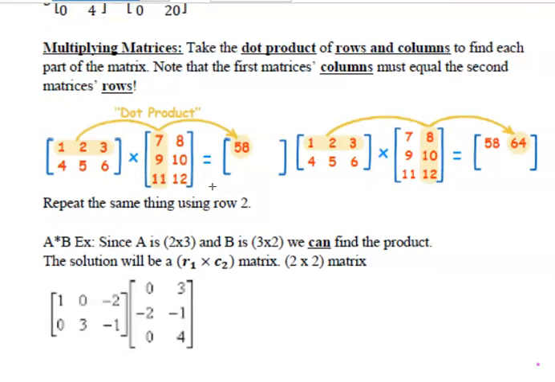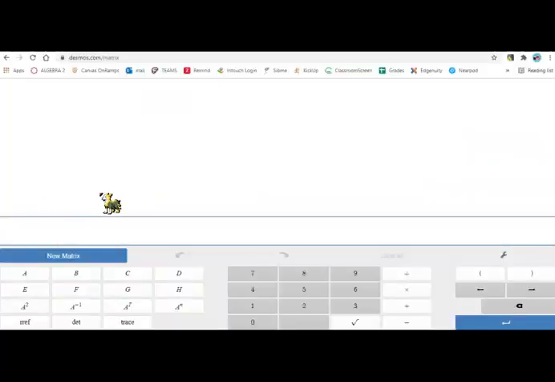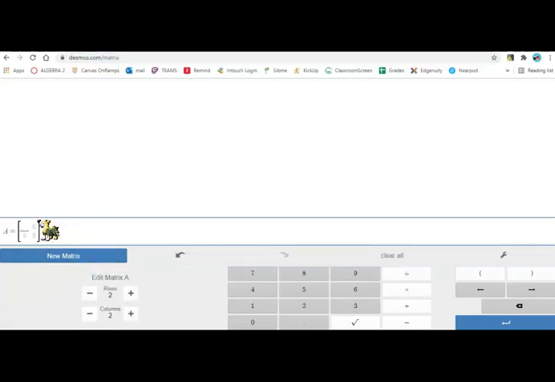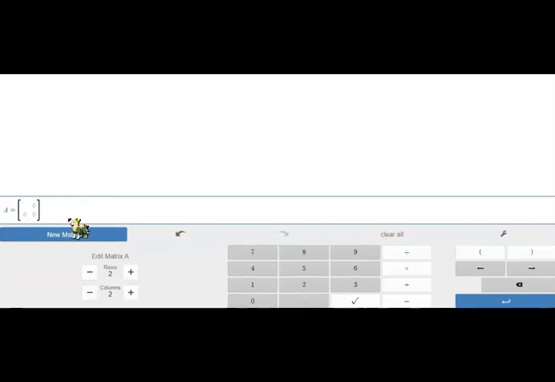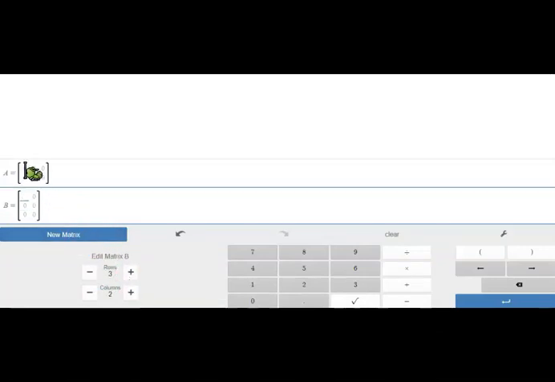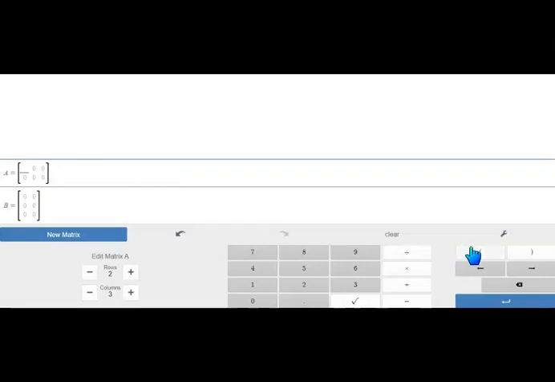And you can also use the calculator to find these products as well. Let's go ahead and go over that for these. So you want to go to desmos.com/matrix. You click New Matrix, and then you'll type in how many rows and columns it has. The first matrix was a 2 by 3, and the second matrix was a 3 by 2. Once we get those, we can go ahead and type in our elements.